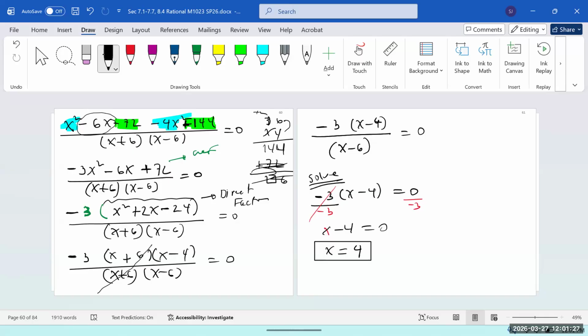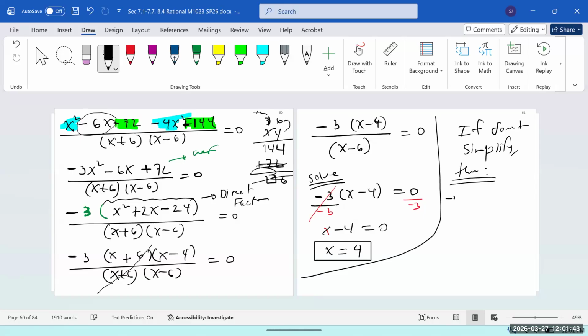But if you don't do this, if you change the numerator, let me just show you real quick. If you don't simplify, then you take the numerator, negative 3, x plus 6, x minus 4 equals 0. So we get x plus 6 equals 0, x minus 4 equals 0. That gives us x is negative 6 and x is 4. If you don't simplify, you get two solutions, right?